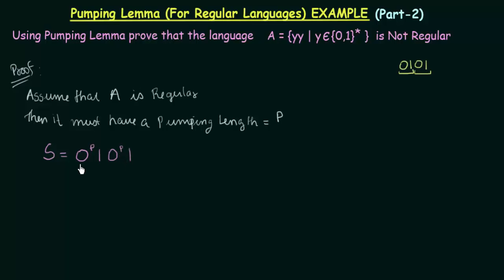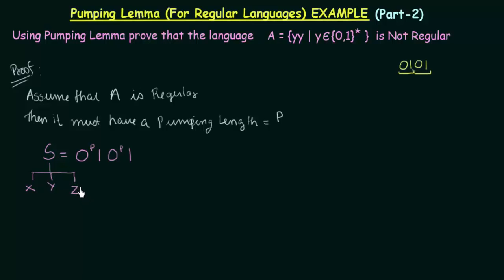This means that the string contains P number of zeros followed by a 1, and then again P number of zeros followed by a 1. So we see that the first half and the second half are exactly similar, so it lies in this language A. Once you have chosen this string S, the next thing you have to do is divide this S into three parts: X, Y, and Z. That is what we have to do.